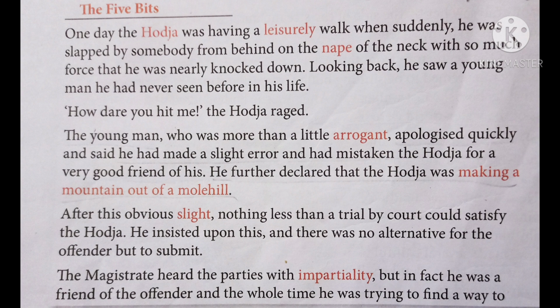The young man apologized quickly and said that he made an error because he thought that the Hoja was someone he knew, a good friend of his, right? And he added arrogantly that the Hoja was making a mountain out of a molehill, right? That he was trying to create a big problem out of nothing.